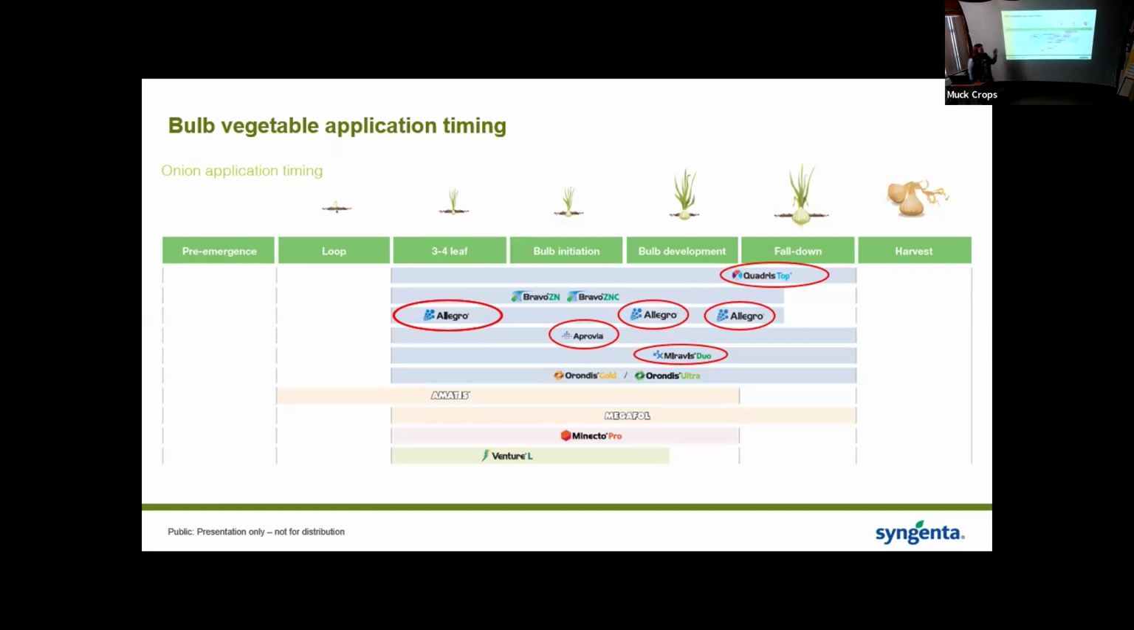Moving into bulb initiation, there we start using some of our group 7s. So if you were using Syngenta products, Provia is a good choice. It's a plain group 7. And then going back to Allegro, which is that group 29, so very different group. And then Miravis Duo, so it's a group 7 mixed with a group 3. Back to Allegro, and then if you wanted to finish off the season with Quadris Top, this is more of a Stemphylium program, but Quadris Top still brings other things to the table as well, right?